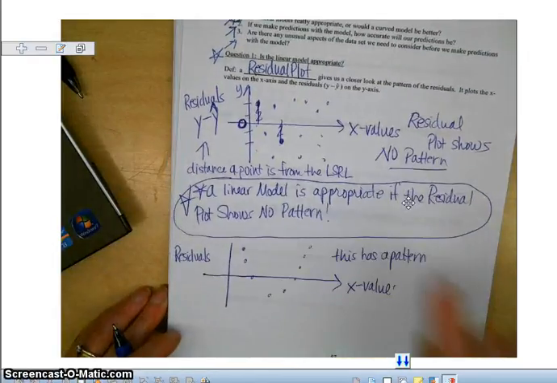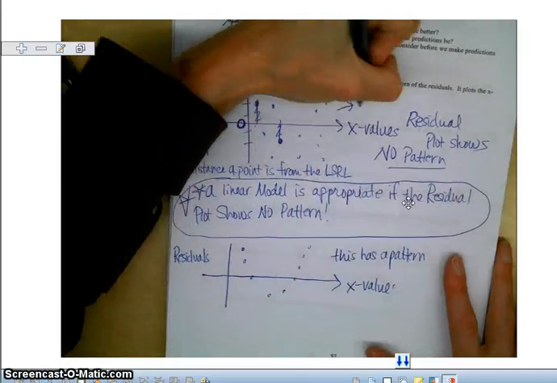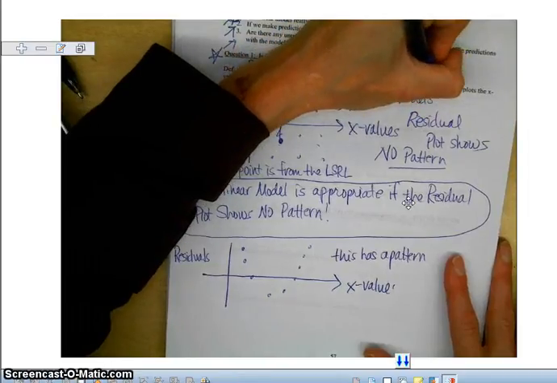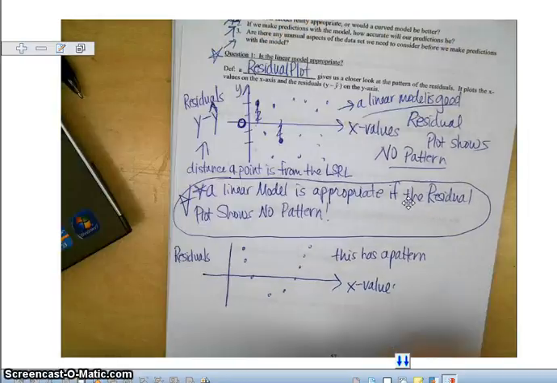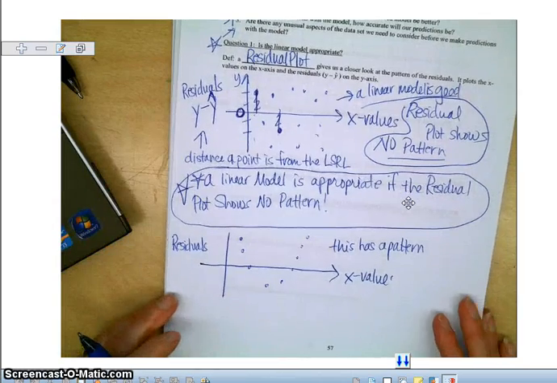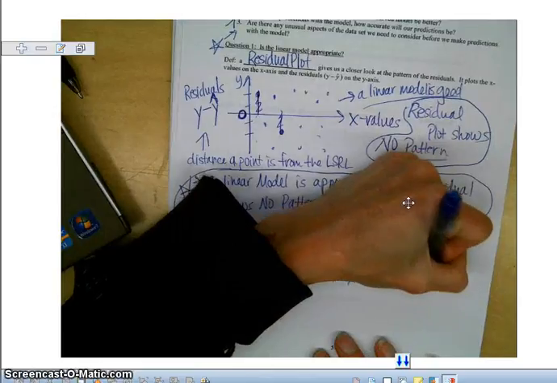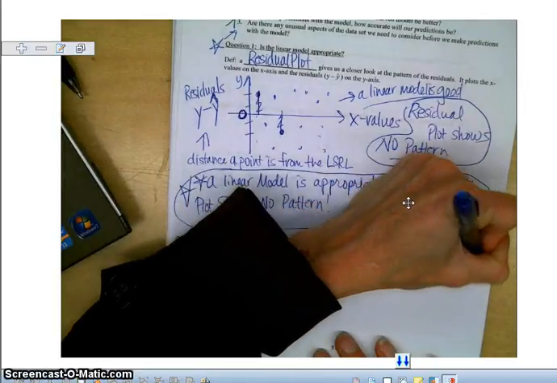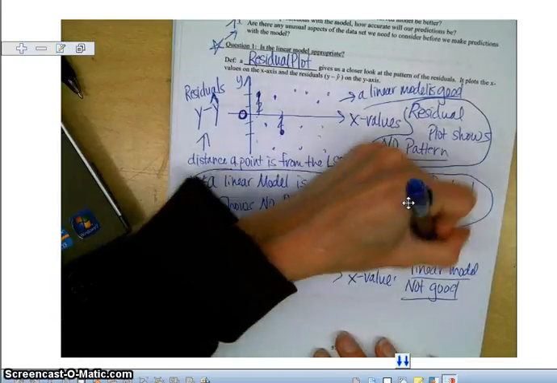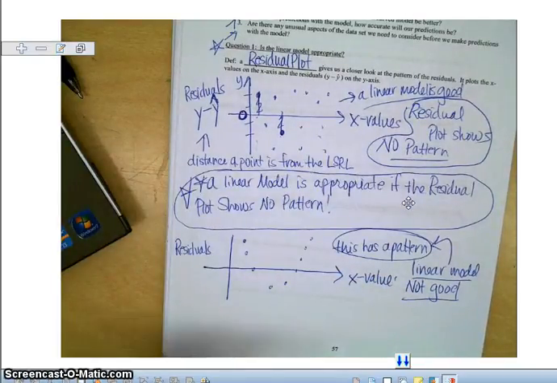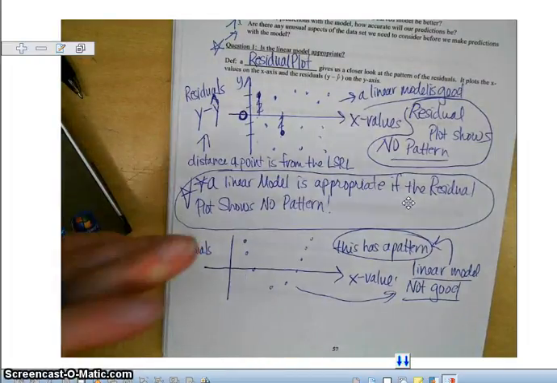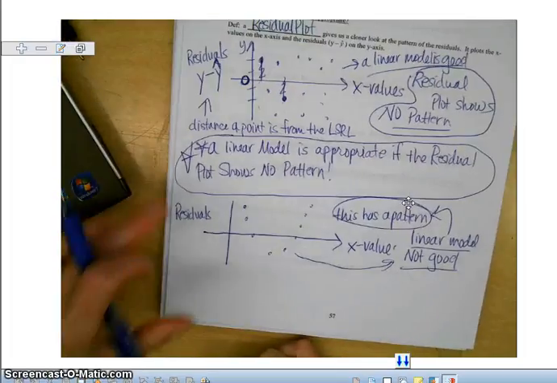So, what would I do in this case? In this case, a linear model is good, appropriate, because there's no pattern in the residuals. In this one, linear model not good, because this has a pattern. A linear model would not be appropriate because there is a pattern here. You can see a definite curved pattern.